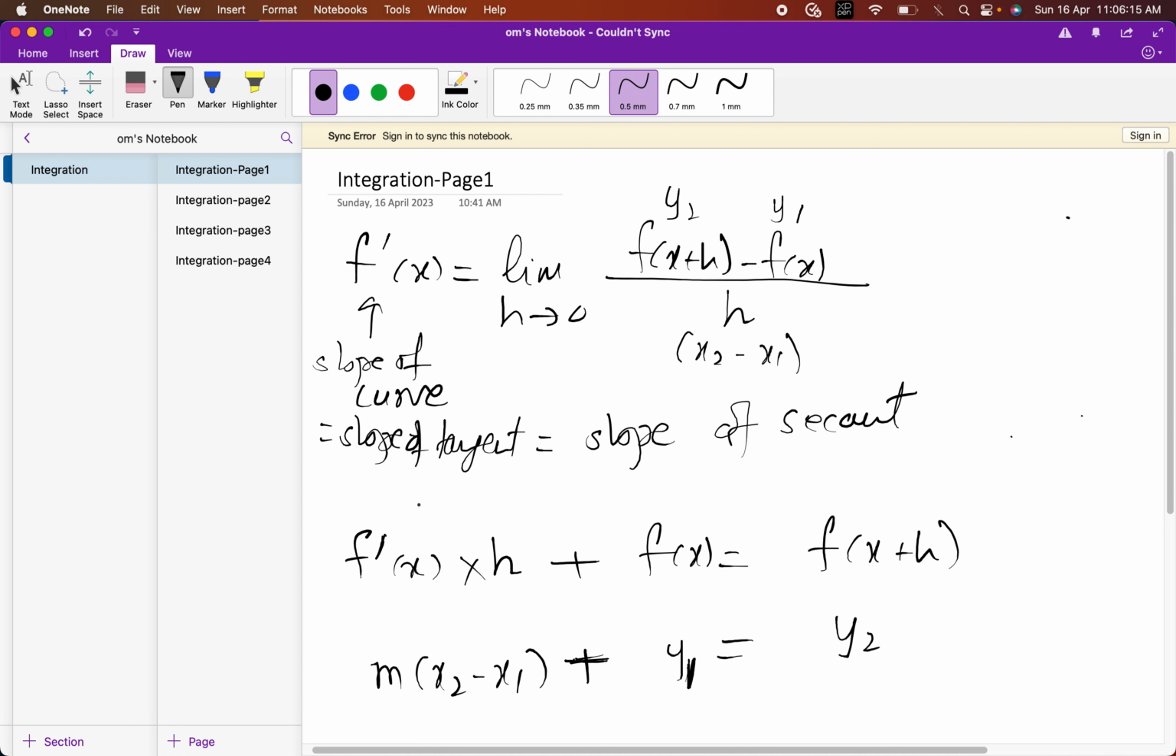nonlinear functions. If I know the derivative of a function at a given point, and if I know a point, then I can go to the neighborhood point, a point which is very close to x. So I'm finding a new point using my knowledge of an existing point and the slope at that point.